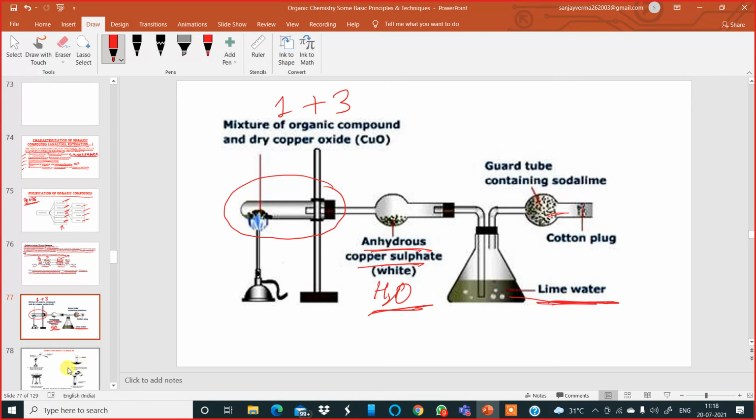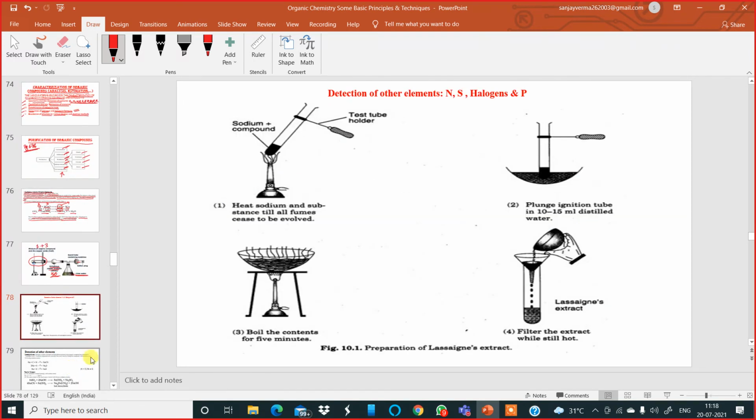After that, moving further, detection of other elements like nitrogen, sulfur, halogens and phosphorus. For detection of these elements, a small piece of sodium metal is mixed with the organic compound in a very small ignition tube, and it is heated strongly until red hot by using a test tube holder. Then, after it is red hot, the ignition tube is plunged into a tube of distilled water, very cold water, and it is broken over there.